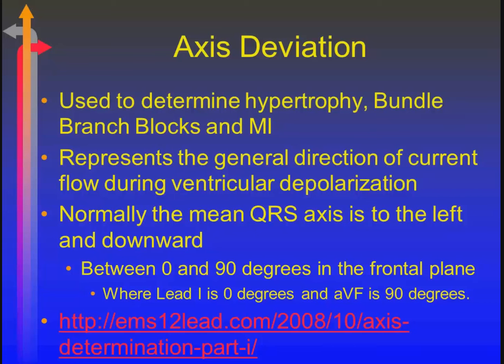All right. I believe Mary talked about axis deviation when we were going through 12 leads, but we're going to use this to determine hypertrophy of one of the ventricles, the presence of a bundle branch, or the presence of damaged tissue. And basically just saying which way overall is the current flowing.